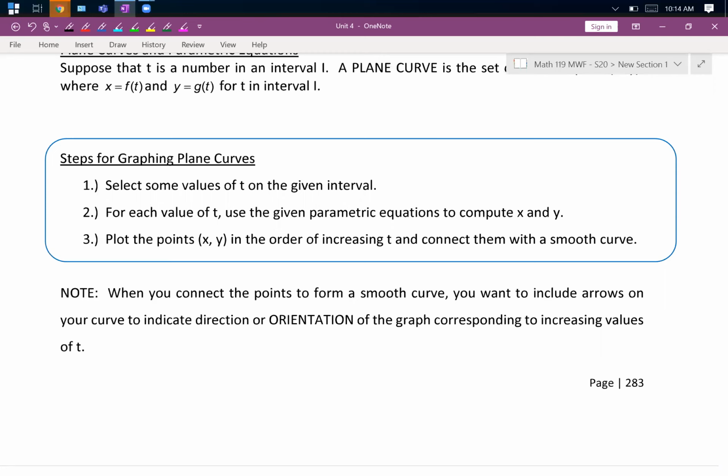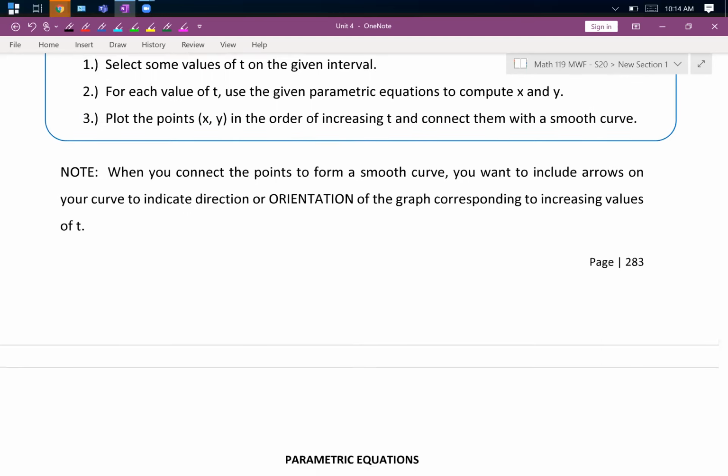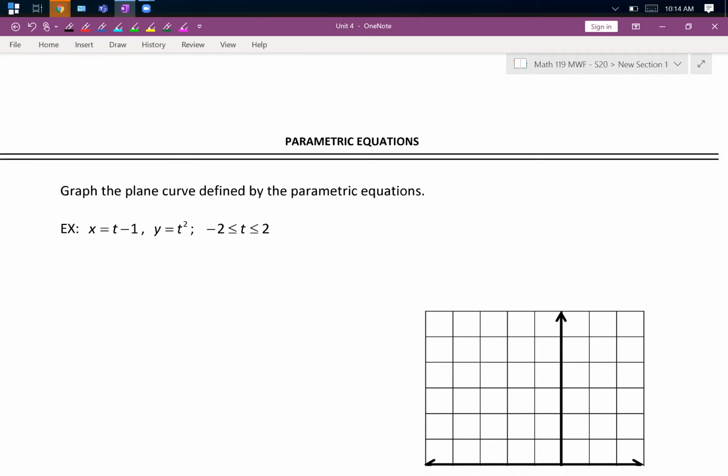When graphing parametric equations, we want to indicate the orientation, or like the flight path. We're going to do that by including arrows on the curve from increasing values of t to indicate the flight path. Don't make this hard.